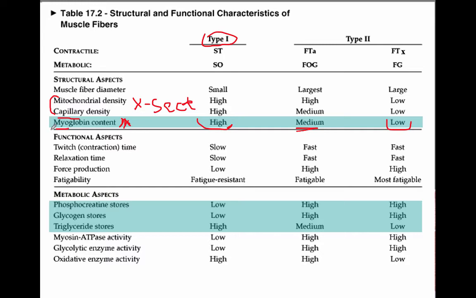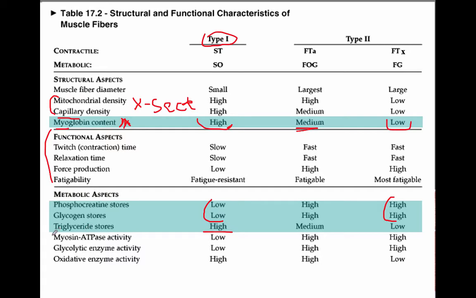This is all repeat. We've talked about these functional aspects. But here you can see some information on energy stores within the muscles. And so again, the type 1 fibers are very aerobic in nature and not very anaerobic, and so they're relatively low in terms of phosphocreatine and glycogen. Whereas the type 2 fibers tend to be higher in terms of their phosphocreatine and glycogen stores. Triglycerides tend to be found in higher amounts in the type 1 fibers. Well, triglyceride can only be used aerobically, and so that makes sense.